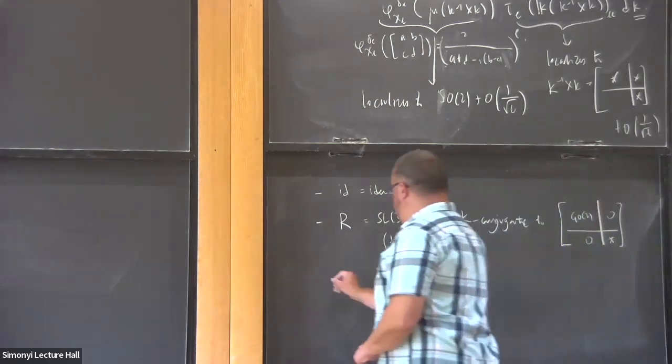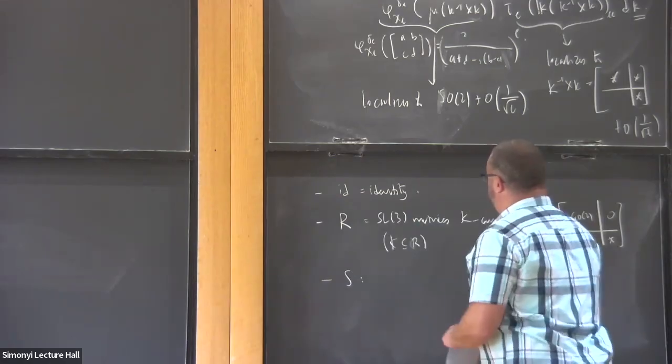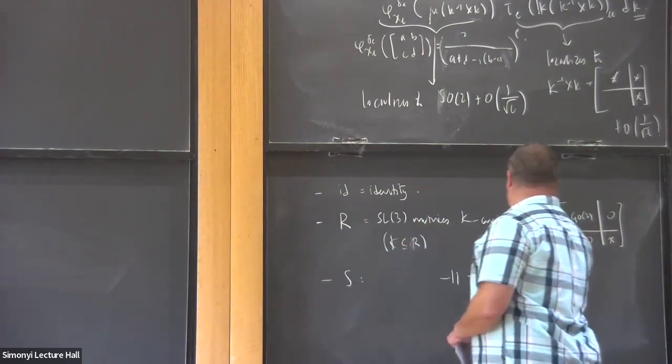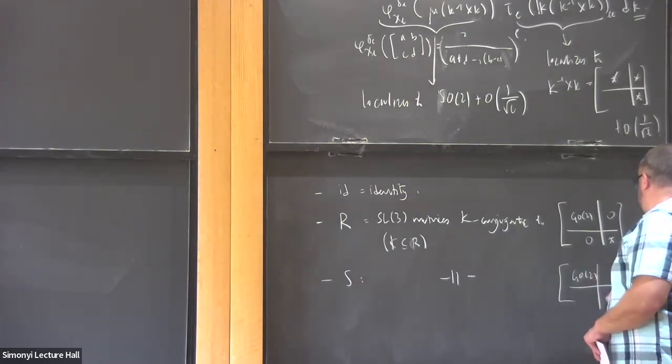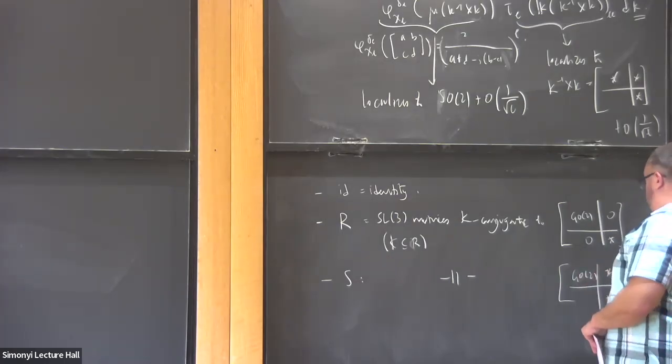Then there's another submanifold that I'll call S, and they are SL3 matrices that are K conjugate to something that looks like GO2 star, and then also a star is allowed here.